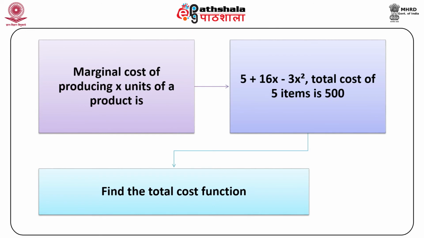Marginal cost of producing x units of a product is 5 plus 16x minus 3x square. Total cost of 5 items is 500. Find the total cost function.